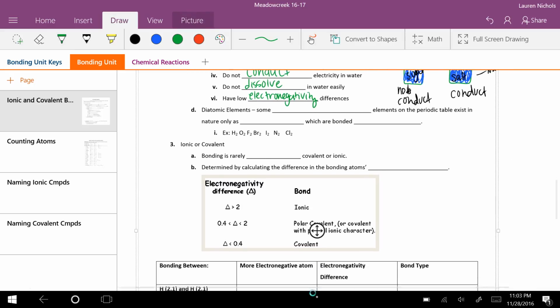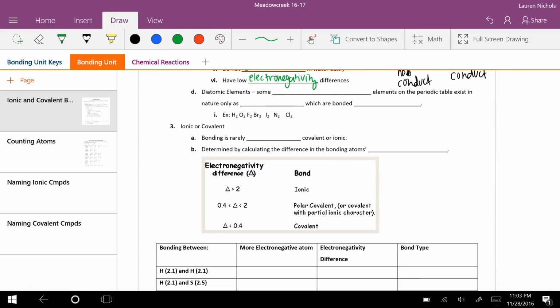Now, some elements on the periodic table are what we call diatomic elements, and they're all nonmetals. Some nonmetal elements on the periodic table exist only as pairs, which are bonded covalently, and this is why they're under our covalent bond section.